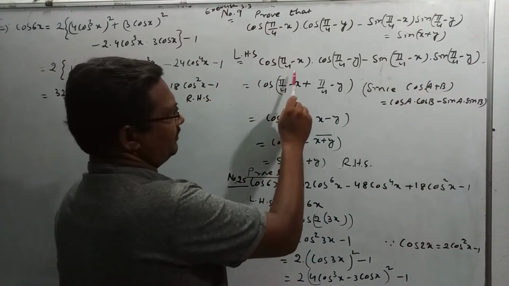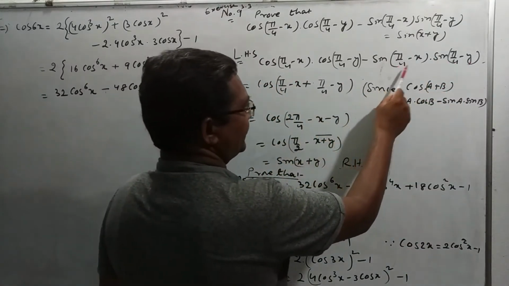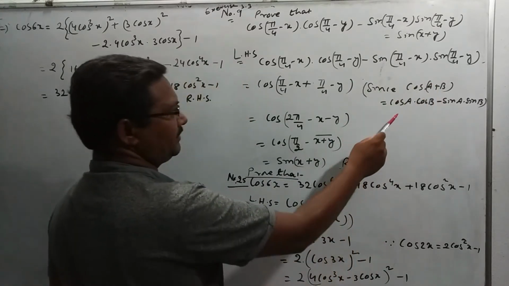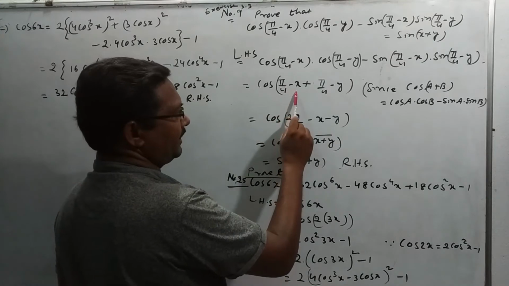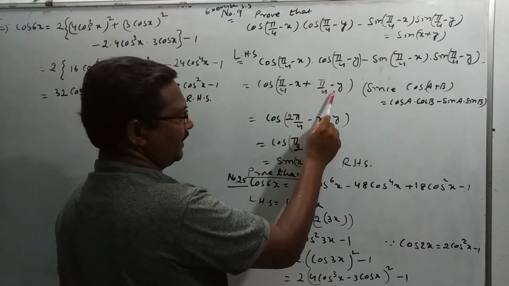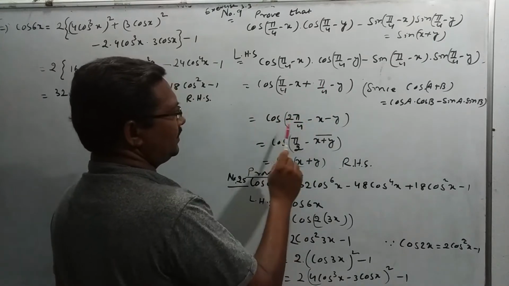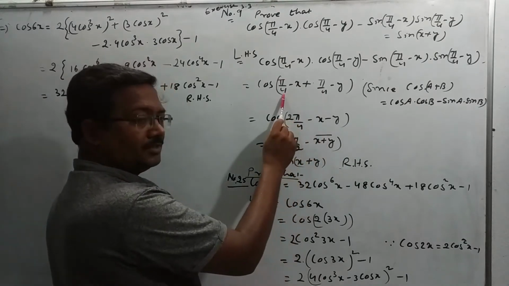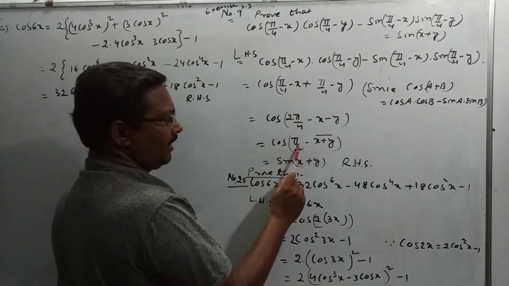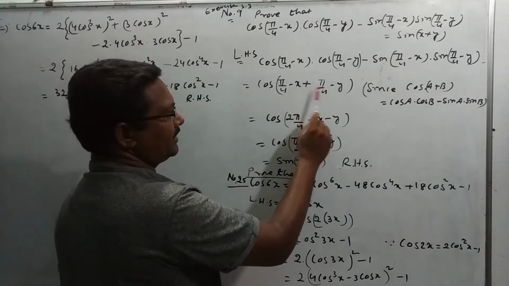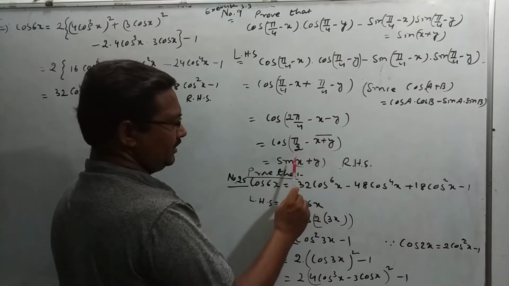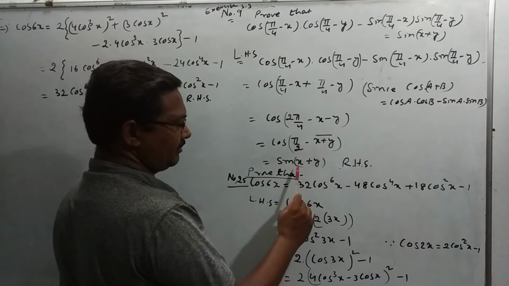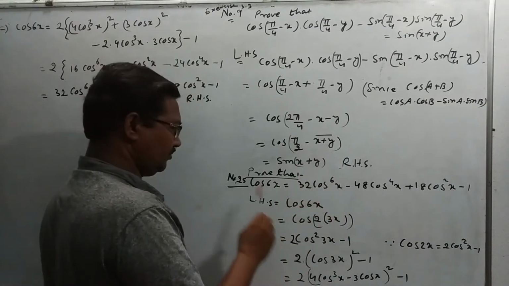We see here cos A cos B minus sin A sin B. This is my formula. We apply the formula: cos of (pi by 4 minus x plus pi by 4 minus y), that is A plus B. So 2 times pi by 4 is pi by 2, and minus x minus y, we take minus common, x plus y. So cos(pi by 2 minus theta) equals sin theta. This is my RHS. Proved.